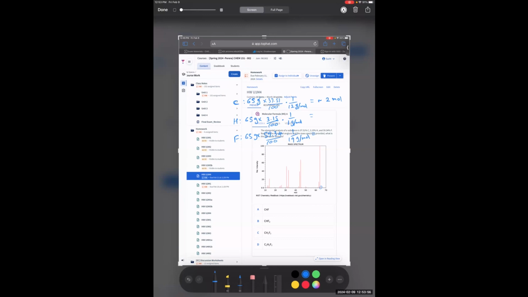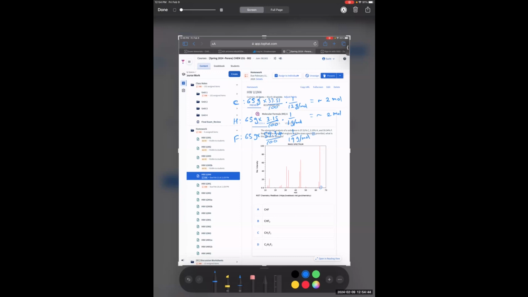Okay. And when it comes to hydrogen, it should be 0.315 divided by 1 now. Okay. Oh, it's again 2.0475. Okay. I'm going to call it 2 moles. And then when it comes to fluorine, see what we have, 5934.